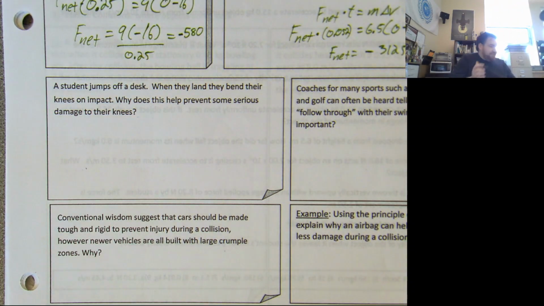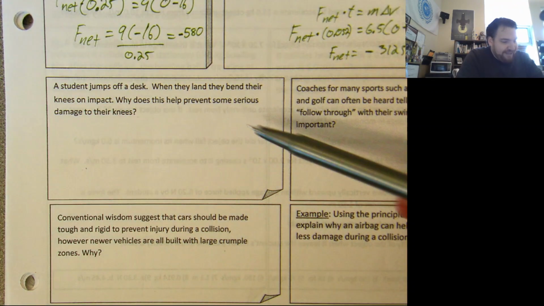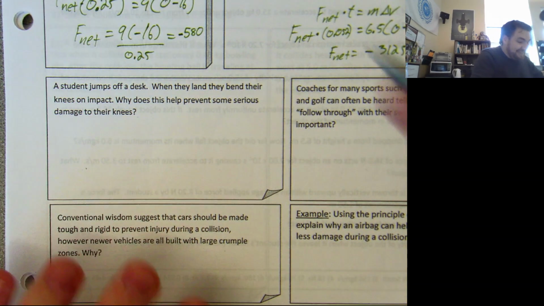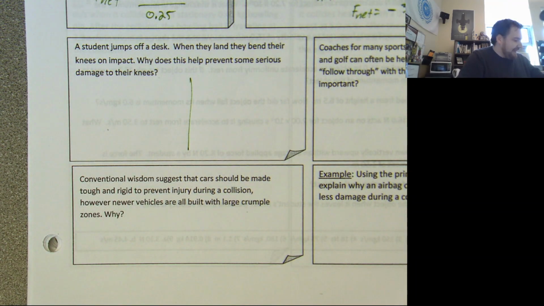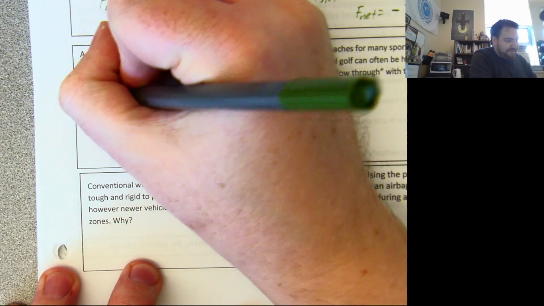So we can actually play with some of the math here. Why does this help prevent some serious damage to the knees? Here's why. So let's take a student. Let's say your average student weighs 65 kilos.